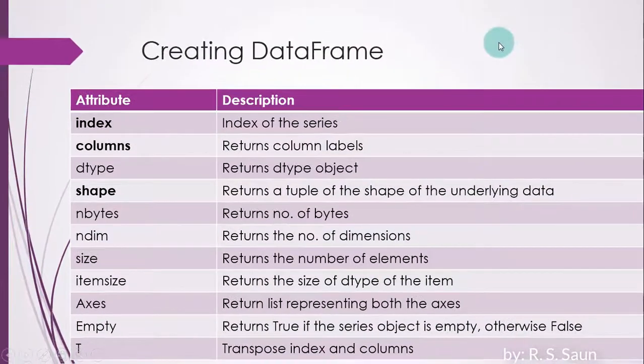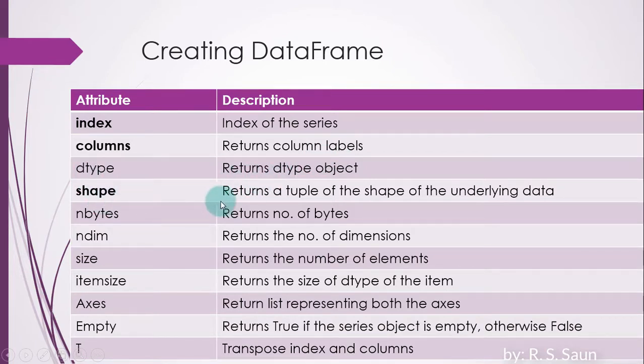Okay, so let us move to the attributes section. In this is the list of various important attributes. Among these we have highlighted some of the attributes which are more important and are described in your CBSE syllabus. So first is index. It will give you a series of index values, that is labels for the rows, and columns will return the labels for the columns. And this next is dtype object.